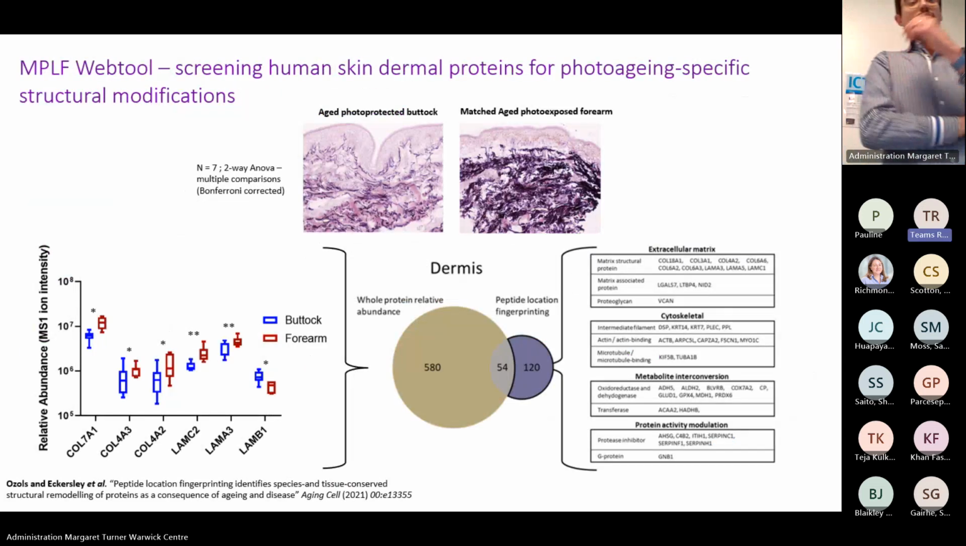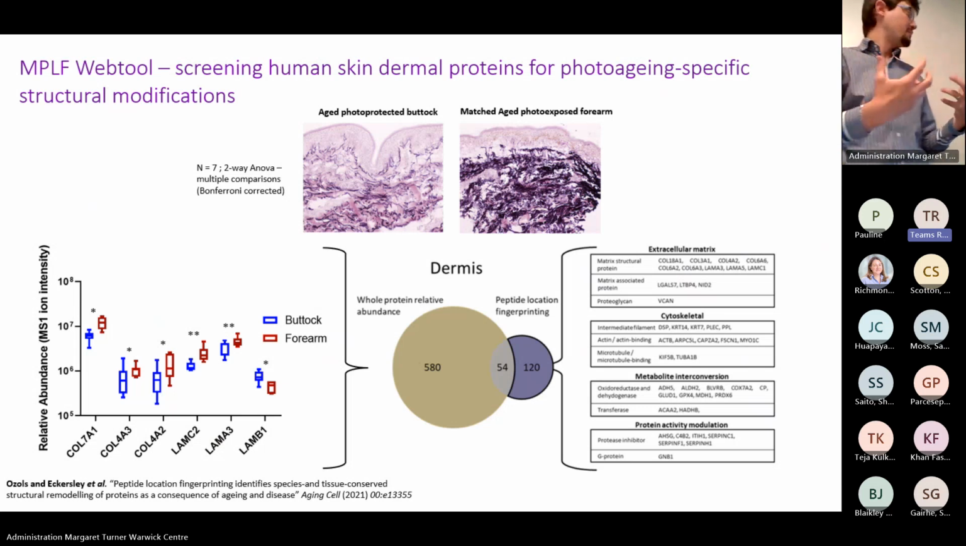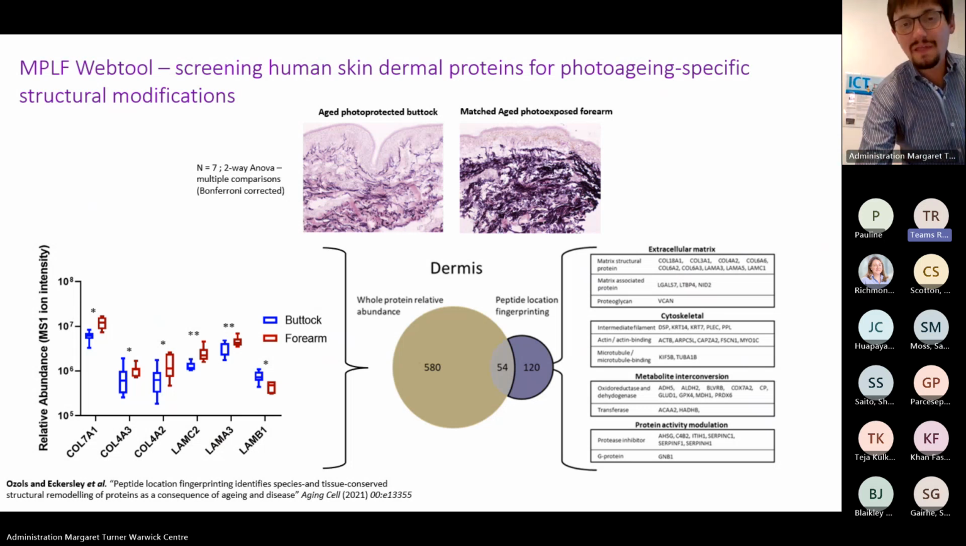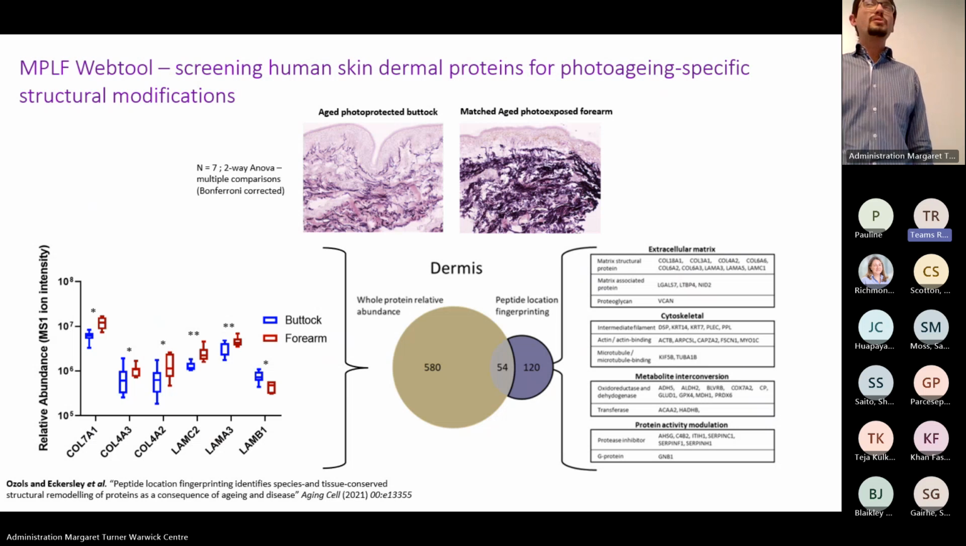So the first thing we did was we used this kind of peptide mapping approach on a data set that we generated from photo-aged forearm versus photo-protected buttock, just to look at the influence of UV within the same people, matched. And you can see that when you look at the histological structure of elastic fibers, for example, there's a huge difference between photo-protected buttock and photo-aged forearm. So you get a lot of amorphous elastin deposited, for example, a complete loss of architecture. And so what we wanted to do is probe structure-associated differences within proteins in this context.